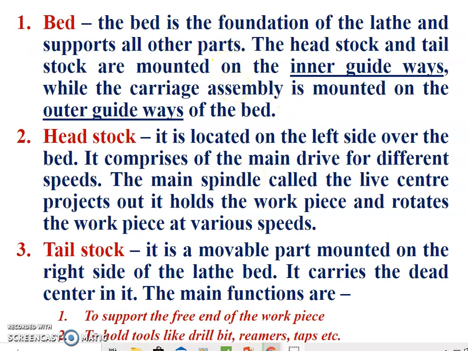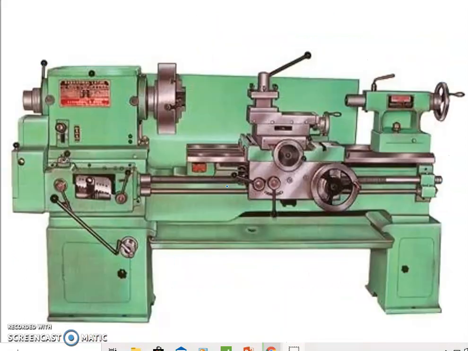So here the first part of the lathe, that is the bed. The bed is the foundation of the lathe and supports all other parts. The headstock and tailstock are mounted on the inner guideways while the carriage assembly is mounted on the outer guideways of the bed. Now we go to the photo of the lathe and we can see where the bed is.